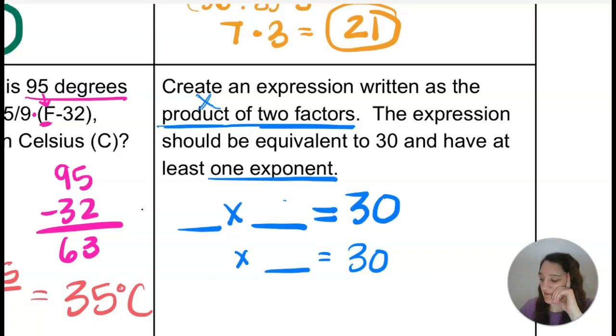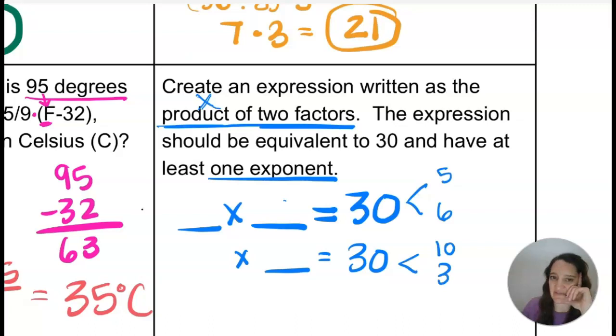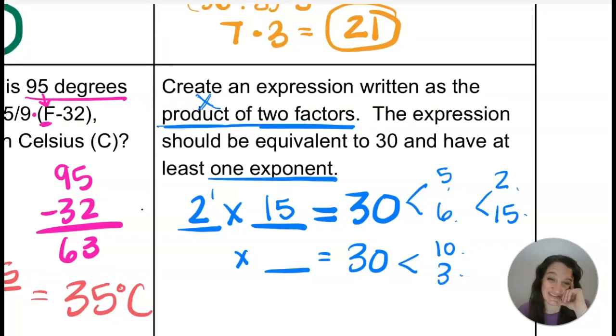Maybe I'm going about this wrong. Maybe I need to find the factors of 30 first. So I can do 5 and 6. I can do 10 and 3. What are other factors of 30? 2 and 15. Anything else? Not really. Okay, I don't know if I can make an exponent out of any of those unless I just did 2 to the first power and then times that by 15. Technically, that's a product of two factors.